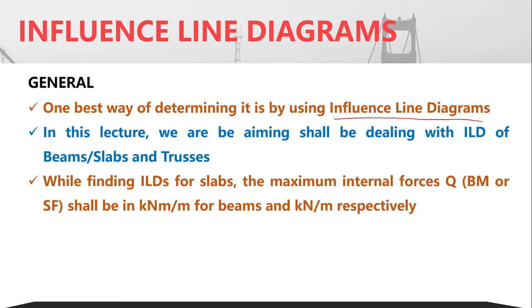While finding the ILD for slabs, we are looking at the maximum internal force, usually given by Q. The maximum internal force can either be bending moment or shear force. For slabs, the value of bending moment is given in kilonewton meter per meter, and shear force in kilonewton per meter. This is for shear force and this is for bending moment.